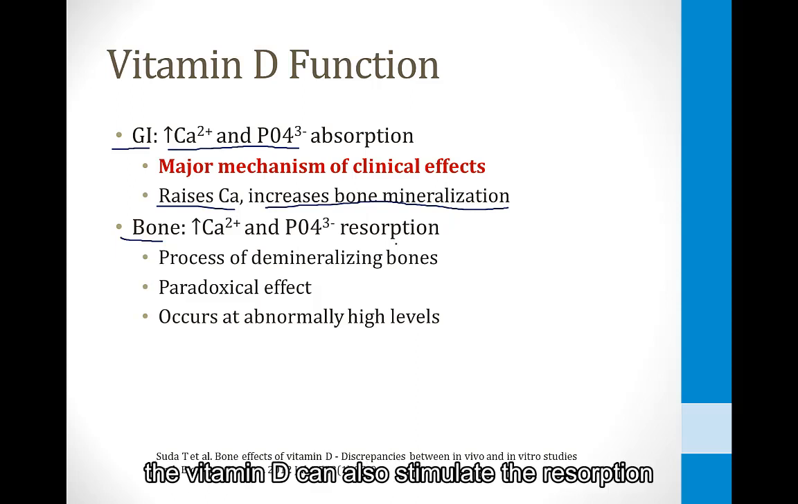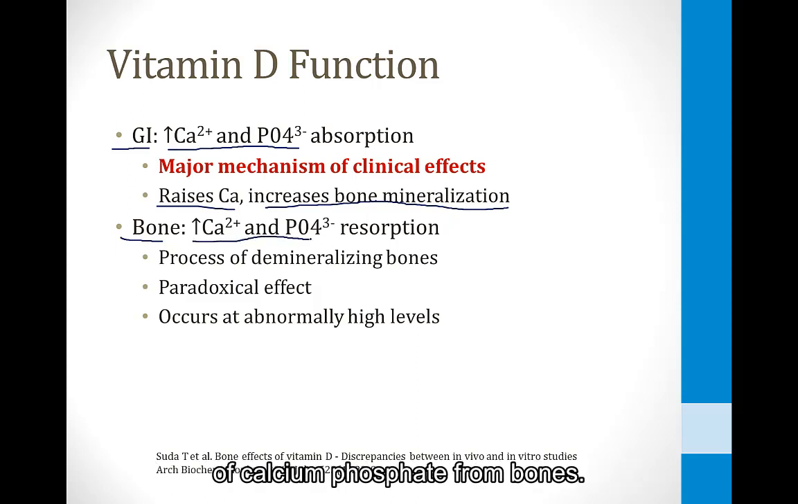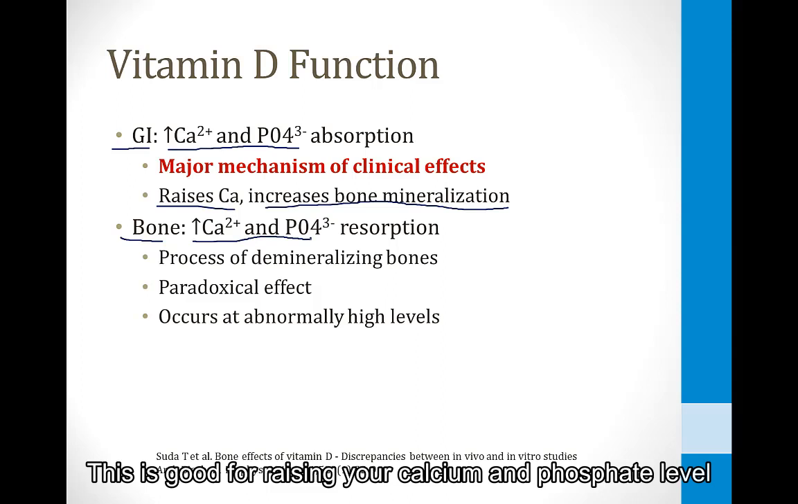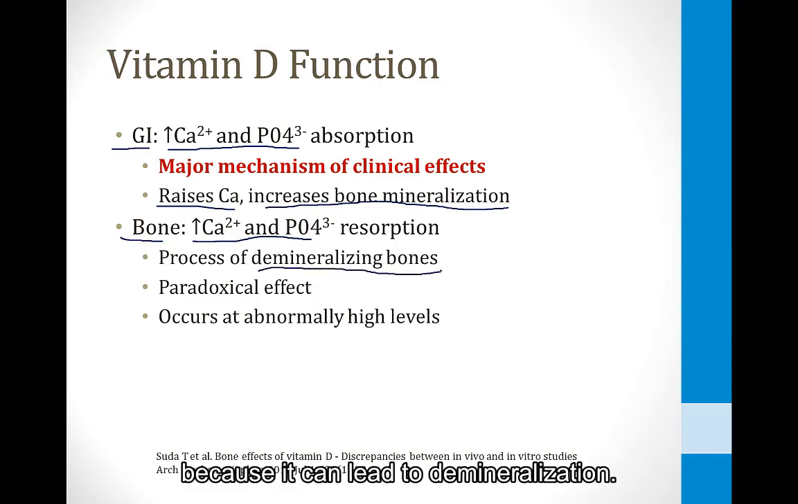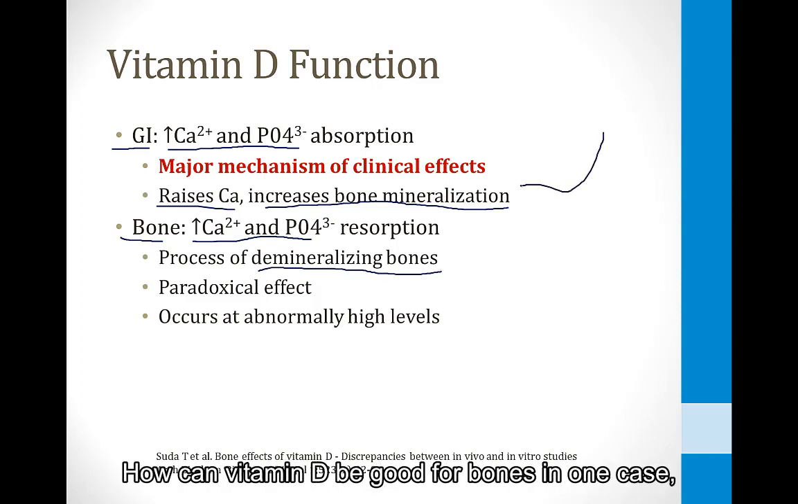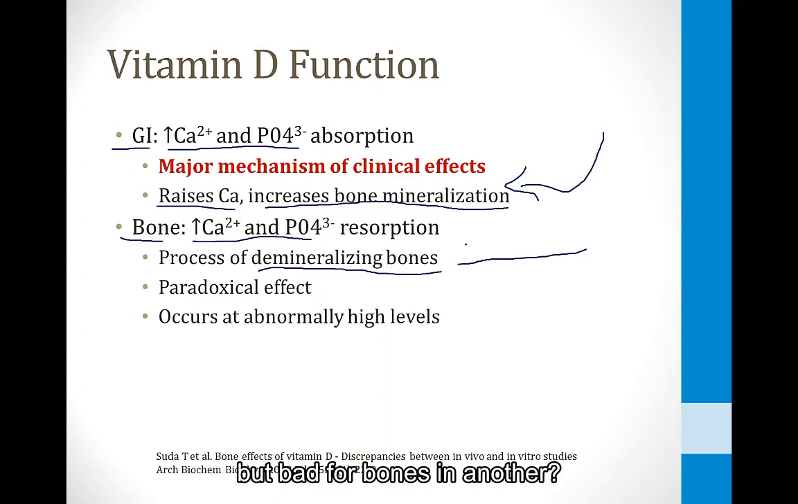In the bones, vitamin D can also stimulate the resorption of calcium phosphate from bones. This is good for raising your calcium and phosphate level, but it's bad for the bones because it can lead to demineralization. And this can be a point of confusion for students. How can vitamin D be good for bones in one case but bad for bones in another?